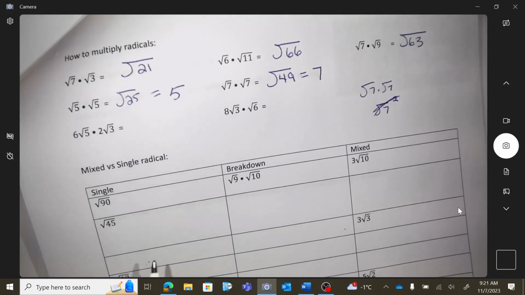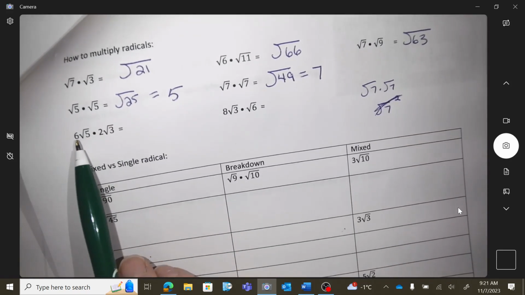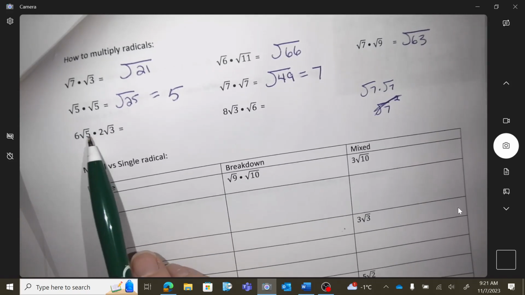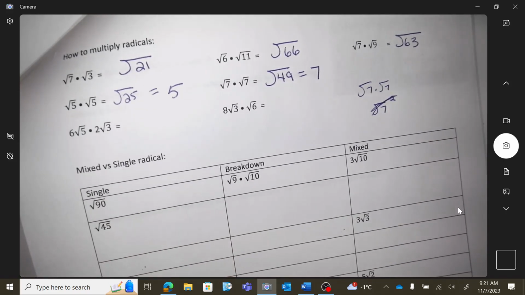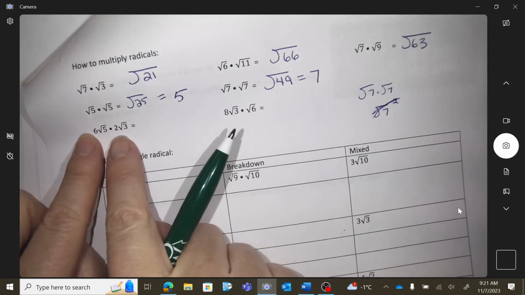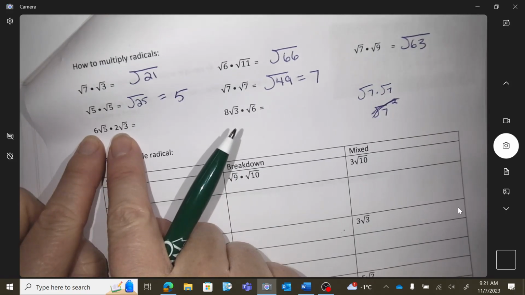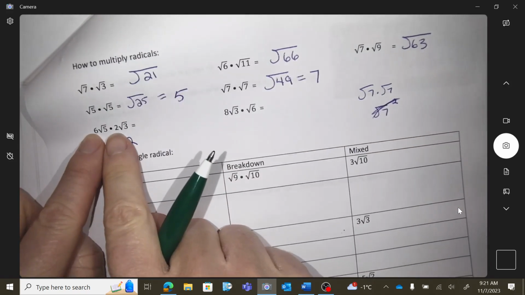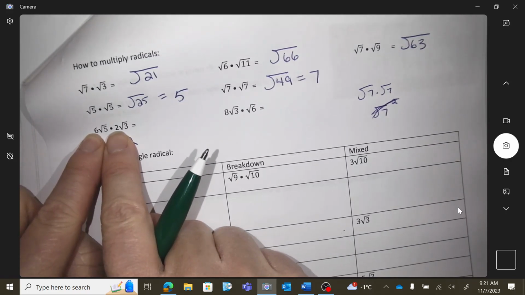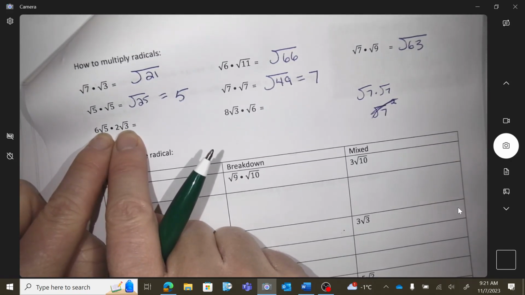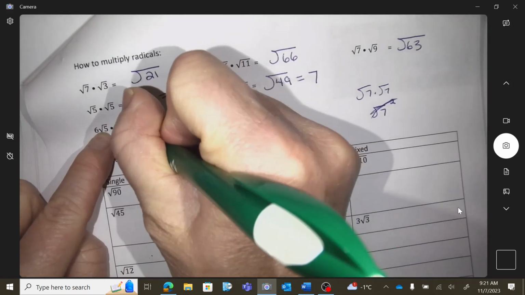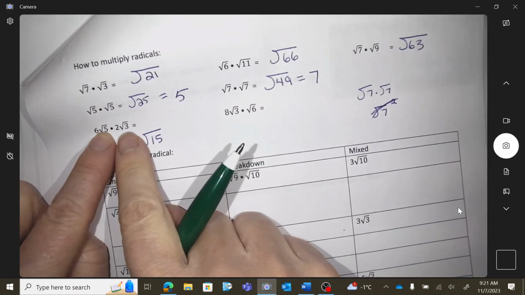Okay, these ones, do you notice how there's now components that are coefficients? Treat them separate. The coefficients, the radicals, they cannot mix. You can't mix them. So now, what is the coefficient out of this? 12. 6 times 2 is the coefficient. And what's the final radical number? Root 15.